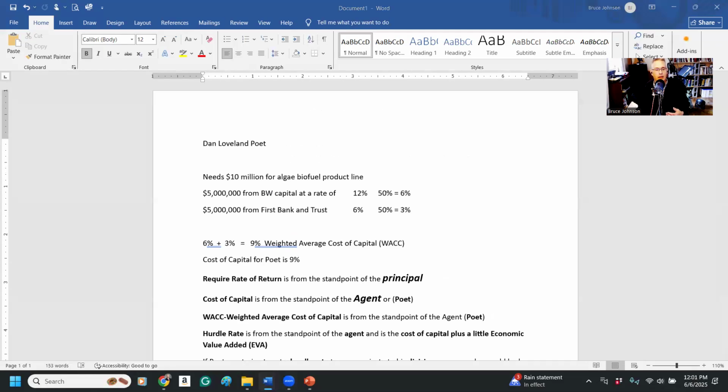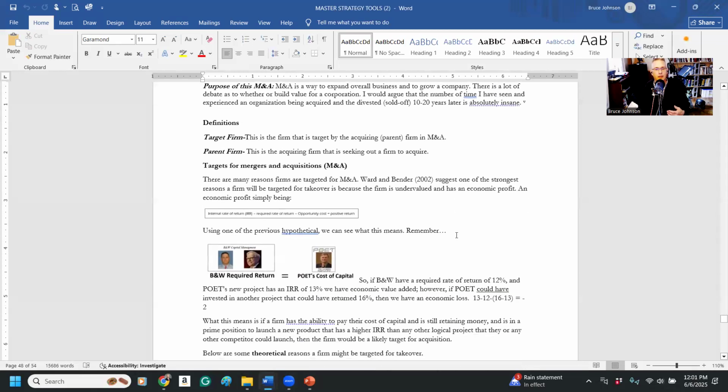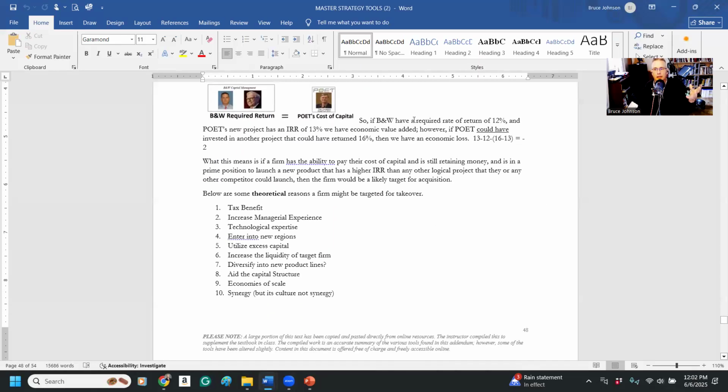All right, let's go back then to our other document on mergers and acquisitions. So when Poet is looking at this, Dan Loveland looks at his weighted average cost of capital. He sets a hurdle rate. A lot of times he'll put a little economic value added in there, or the cushion, because we want to make sure we're making money. He might adopt that or change that based on risk. And now we're going to look at mergers and acquisitions, which is the exact same thing as the new product line. The process is exactly the same.